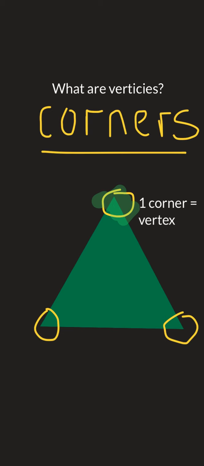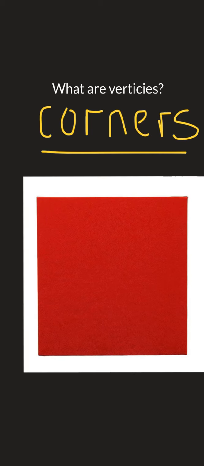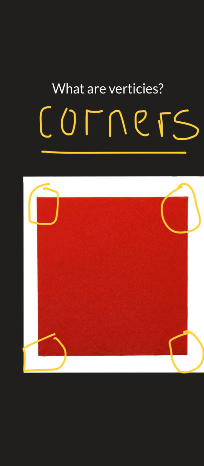A vertex happens when two sides meet. You can see we've got two sides meeting here to make a vertex, a corner. And here you have your two sides meeting, which makes your vertex. Here you have two sides meeting, which makes your vertex. Altogether, we've got 3 vertices. In this square, we've got 1, 2, 3, 4 vertices.